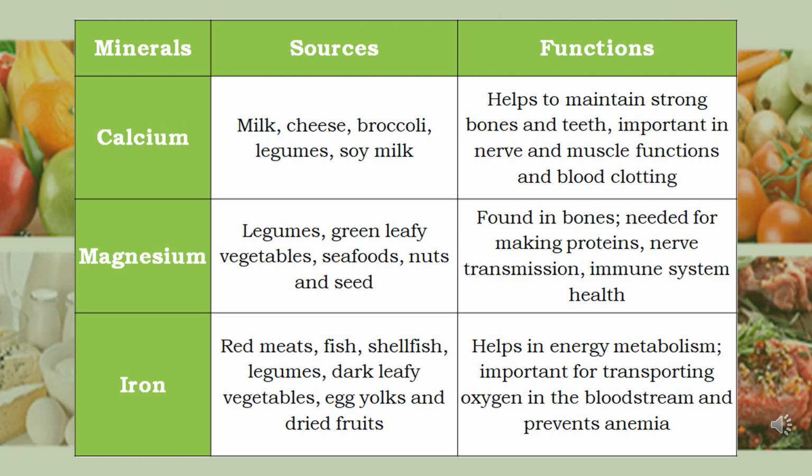Magnesium, sources are legumes, green leafy vegetables, seafoods, nuts, and seeds. Functions, found in bones, needed for making proteins, nerve transmission, immune system health. Iron, sources are red meats, fish, shellfish, legumes, dark leafy vegetables, egg yolks, and dried fruits. Functions, helps energy metabolism, important for transporting oxygen in the bloodstream and prevents anemia.